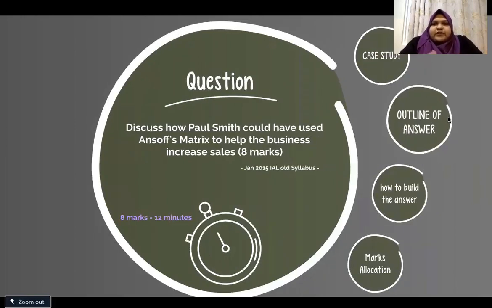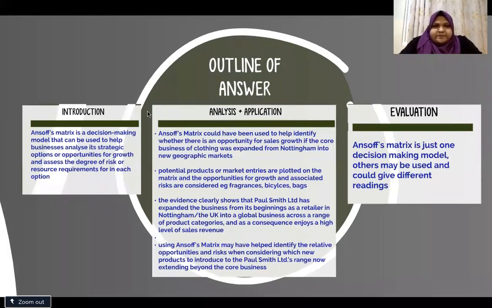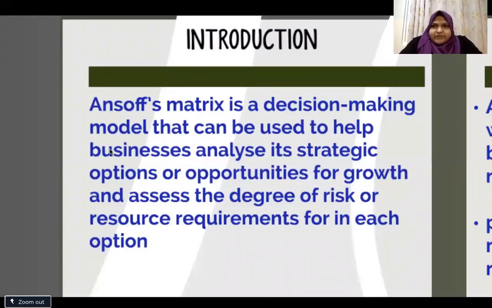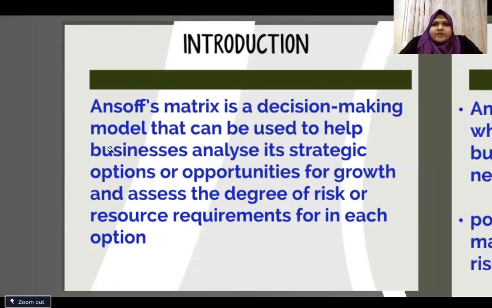So let's have a look at an outline of the answer. In the introduction part, that is where you bring in the definitions or the knowledge part. So the Ansoff matrix is a decision-making model that can be used to help a business analyze its strategic options or opportunities for growth and assess the degree of risk or resource requirement for each option. Now, in your answer, you don't actually have to draw the matrix and explain everything, but you just put in the knowledge of it. So that is the introduction part.